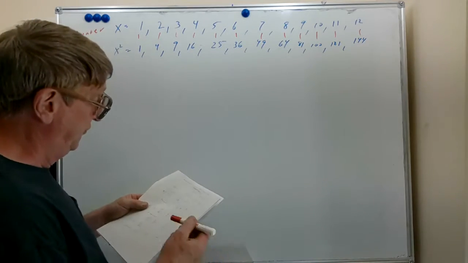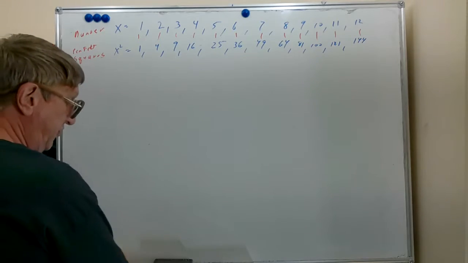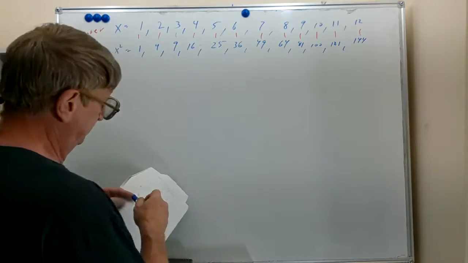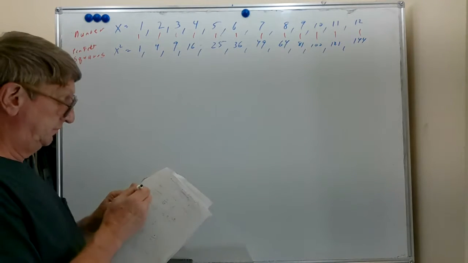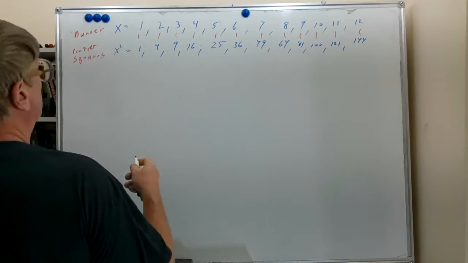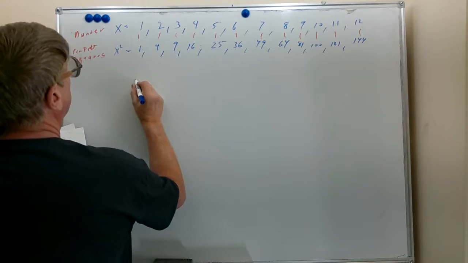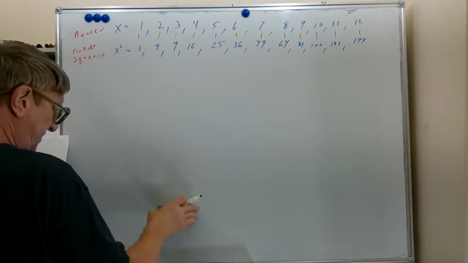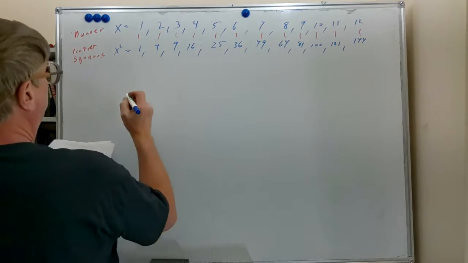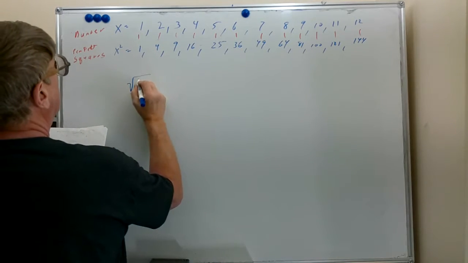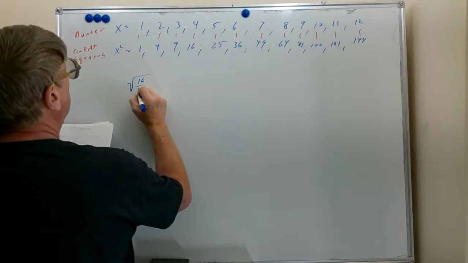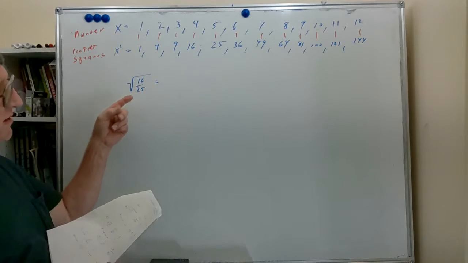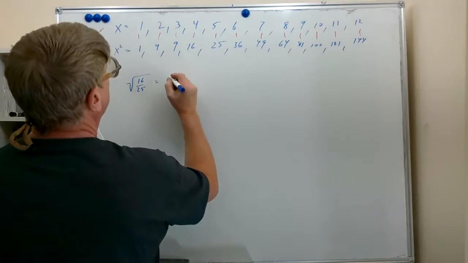So we're going to find a few square roots without using a calculator. Here's the first example we're going to do: the square root of 16 over 25. Well, we can break this down and take the square root of the numerator and the denominator separately.